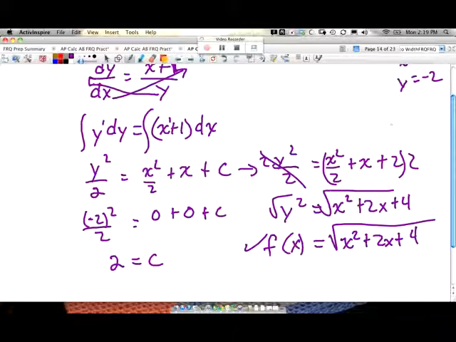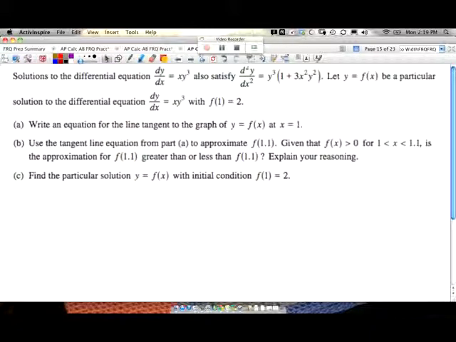But we were consistent in the fact that it was still asking us to find an original equation given the differential. Let's look at the next one. Solutions to the differential equation also satisfy this. Let y equals f of x be a particular solution with f of 1 equals 2. Write an equation for the line tangent to the graph at x equals 1.